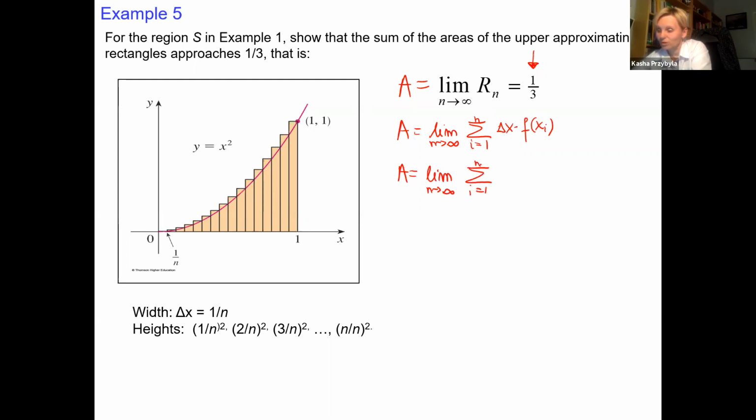Sum, I from 1 to N. And now we remember delta X is simply 1 minus 0 over N, because B minus A, which is 1 over N. 1 over N, and then the sample point is A, the first value, plus I times delta X.